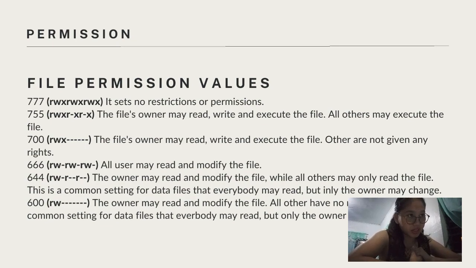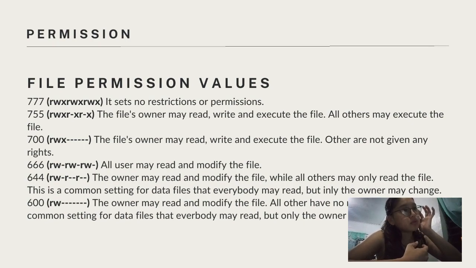Good day everyone. Today I'm going to discuss file permission value. So what is file permission value? In the context of computer systems, a file permission value, also known as file mode, refers to a set of attributes that determines the level of access and permissions granted to a file or directory. It defines who can read, write, or execute the file and under what conditions.